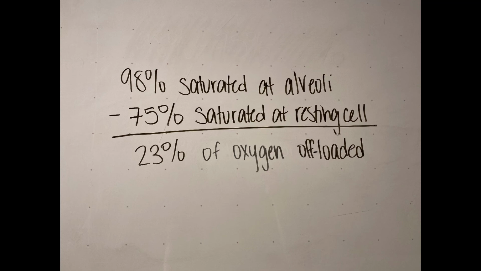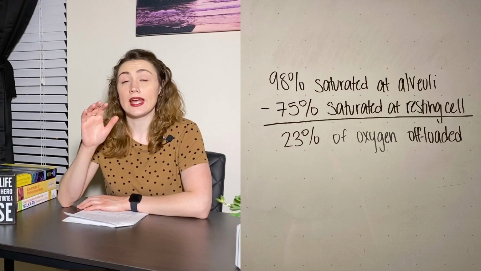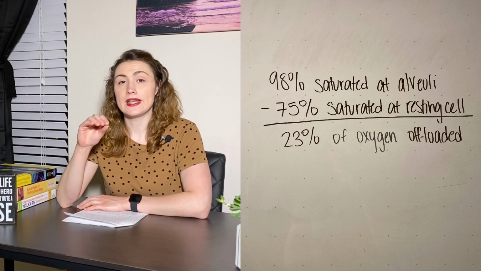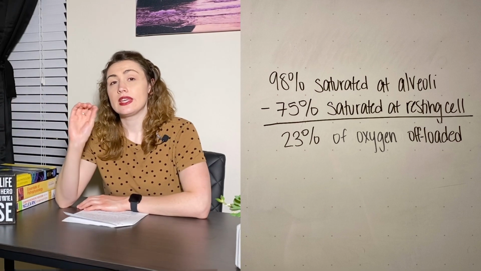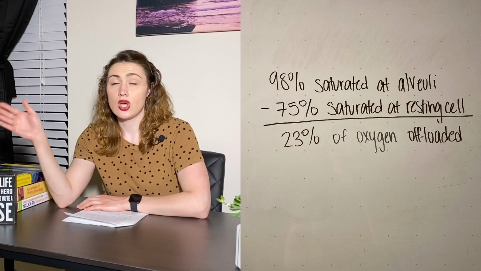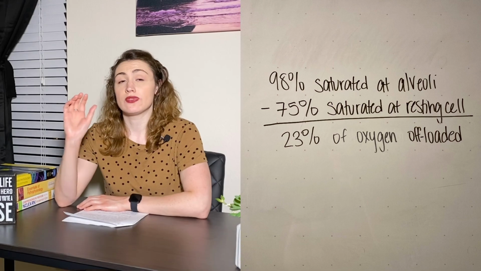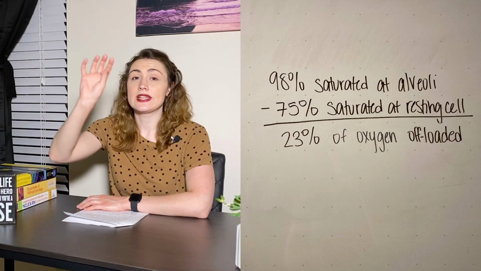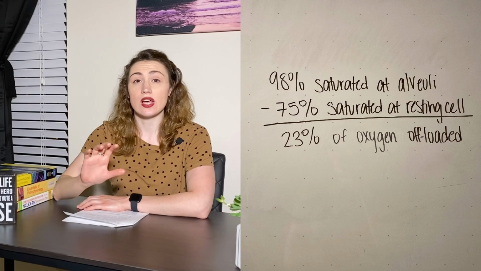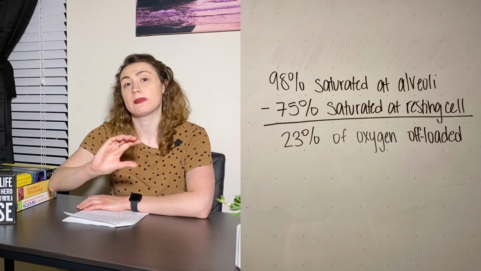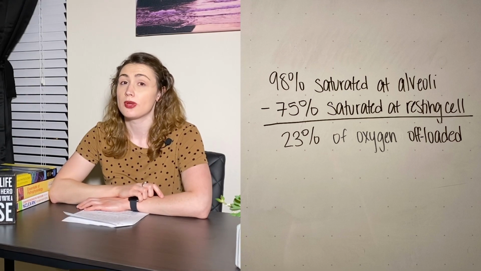So let's do a little math here. At the normal resting cell, hemoglobin is 75% saturated. And at the alveoli, hemoglobin was 98% saturated. 98% minus 75% is 23%, which means that at the cells, since our percent saturation of hemoglobin went from 98 to 75, we have offloaded 23% of the oxygen that our hemoglobin was carrying.